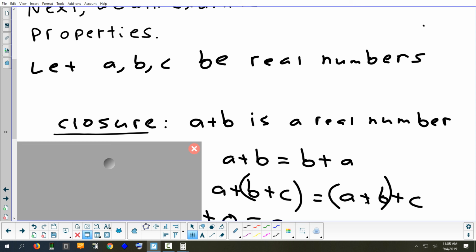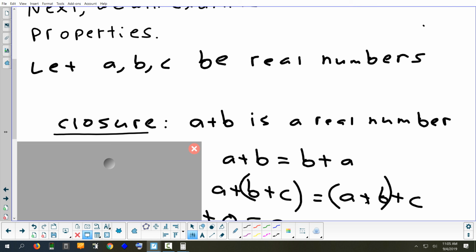No. You could get a negative, which is not a whole number. That means subtraction is not closed. Okay? Closed just means that whatever type of number you started with is the type of number you end up with. Okay? Real numbers are closed under every property.